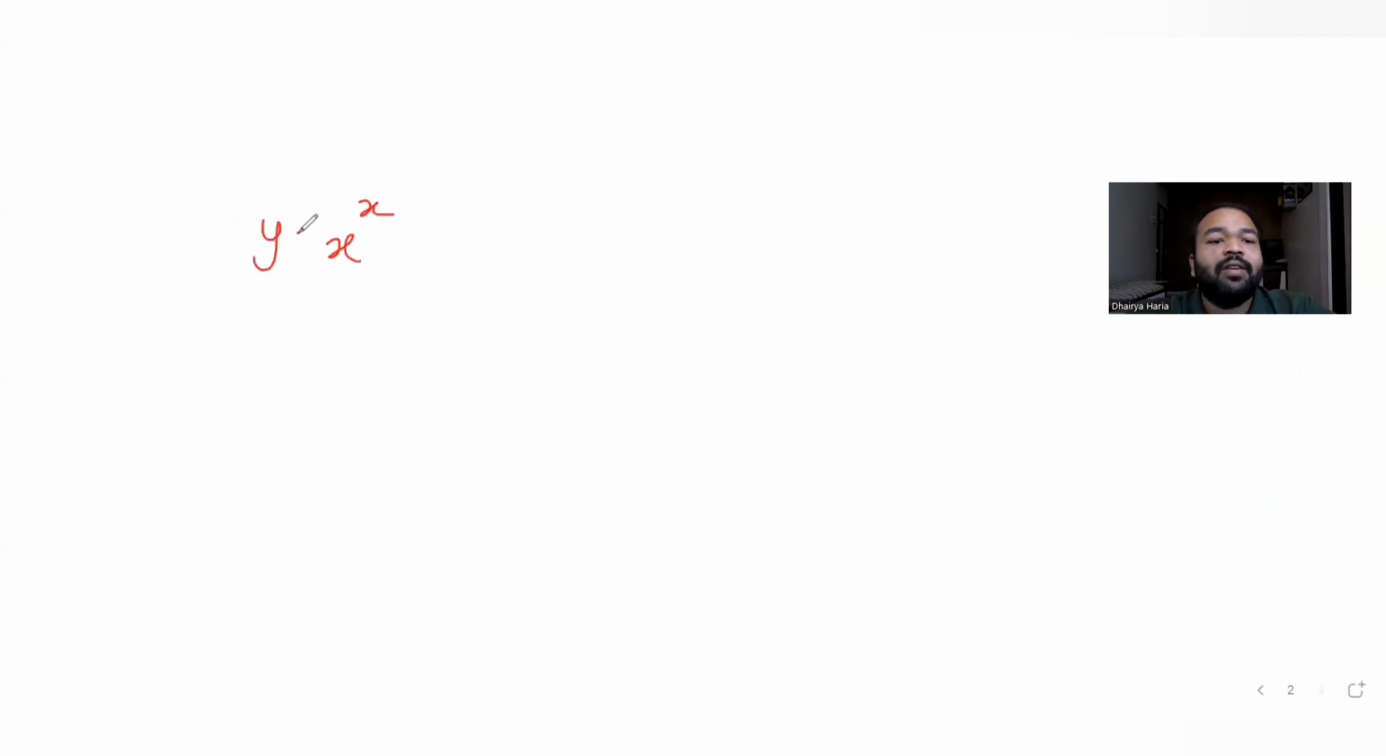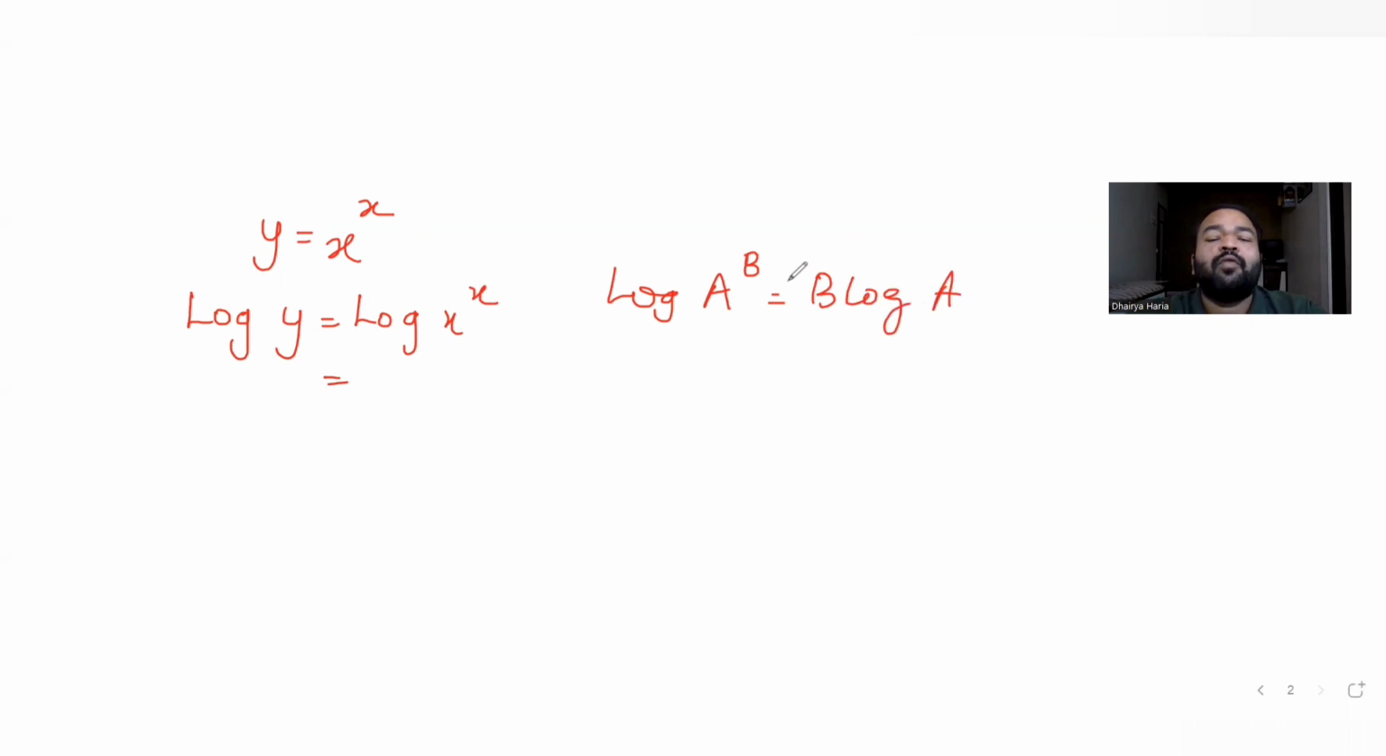If I want to find the derivative of x raised to x, what I can do is take log on both sides. So log of y becomes log of the function, which is x raised to x. Now you know that log of a raised to b, I can write as b log a. I can take the exponent in front of the log. So here also it becomes x log x.